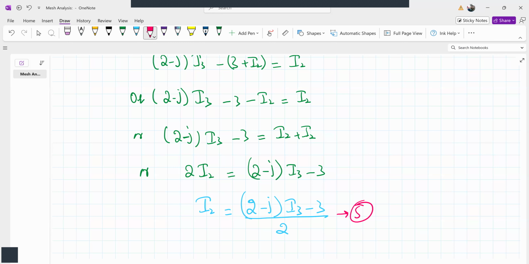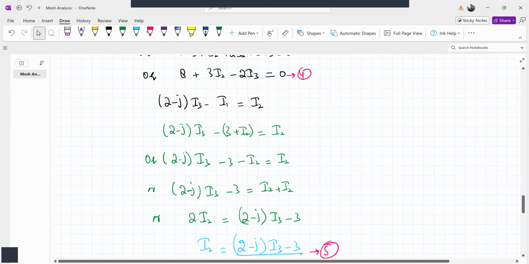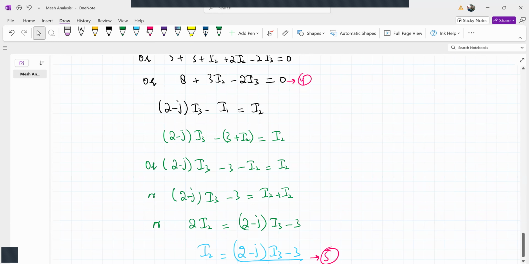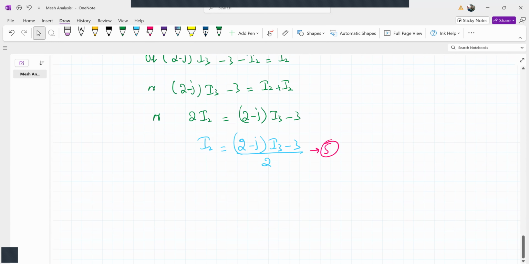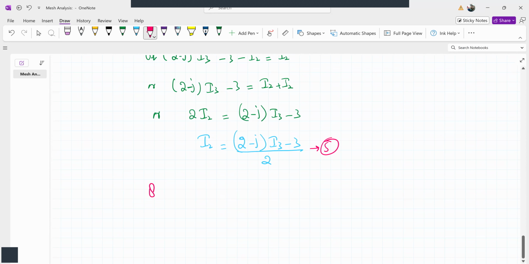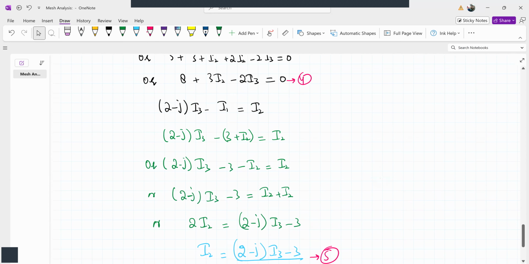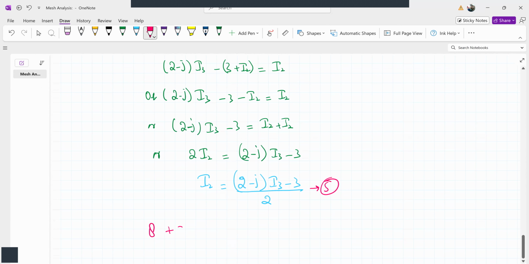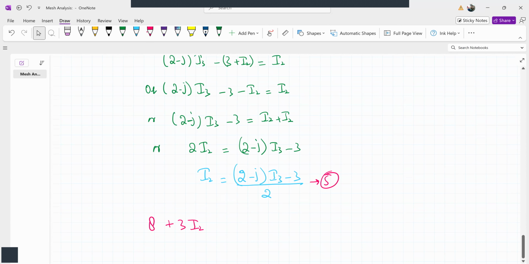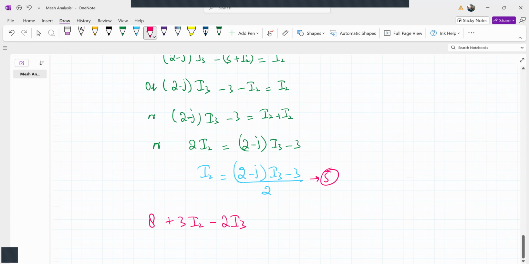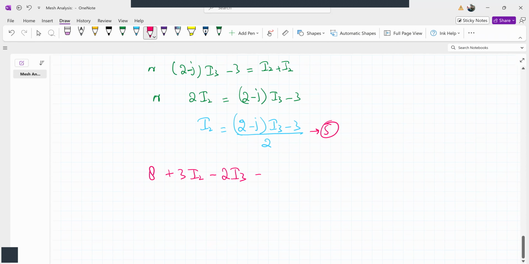Okay, now we have equation 4 and equation 5. We have only two unknowns in these two quantities. So substituting the value of I2 from equation 5 into equation 4. Equation 4 is 8 plus 3I2 minus 2I3 is equal to 0.